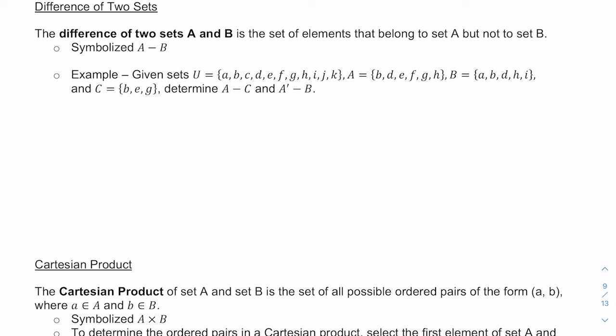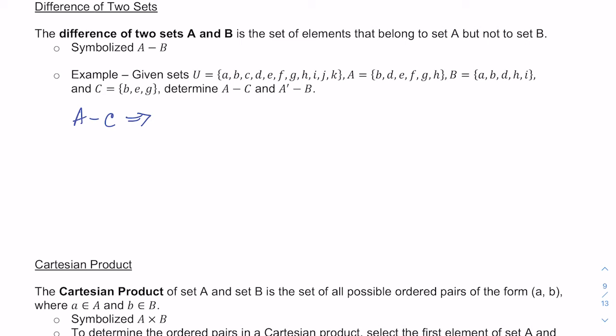So in this example, we've got our universal set, which takes the letters A through K, and then we've got set A, set B, and set C. So the first thing I want to find is A minus C. So if I'm looking at set A minus C, we want the set of elements that belong to set A, but not to set C.